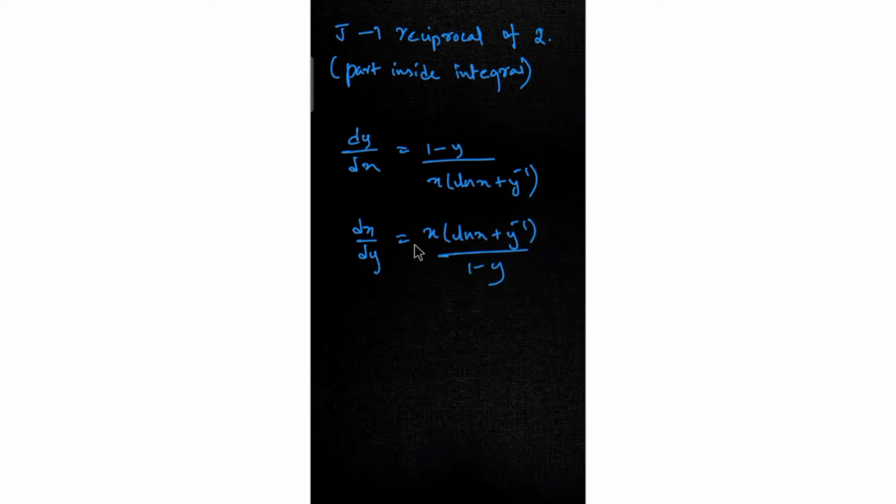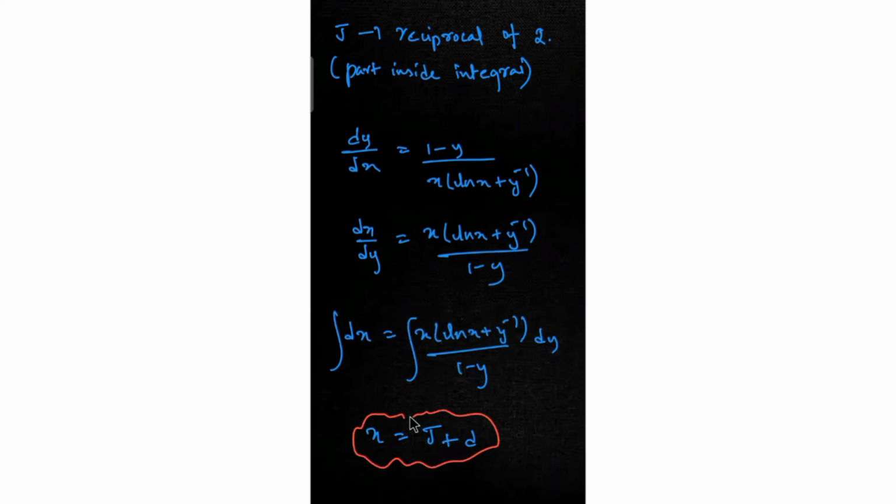And if I just integrate that with respect to y, like if I just send dy to that side, I would get dx is equal to x of ln x plus y inverse divided by 1 minus y dy. So if I just integrate this, I'm going to get x is equal to, this is my j, and this is equal to d. So now I've got the term x is equal to j plus d. So we have got I is equal to y plus c.